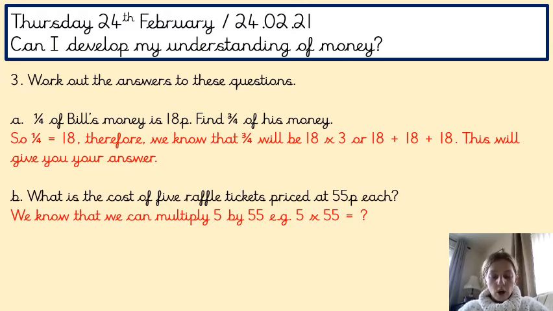B is asking you, what is the cost of 5 raffle tickets priced at 55p each? So I know straight away I need to do 55 times 5, okay? That's very simple, very easy. If you need to use column multiplication to help you, do it, okay? And then after you've got your answer, I would double check by using a calculator, just to triple check to make sure that you are certain that's the right answer, okay?